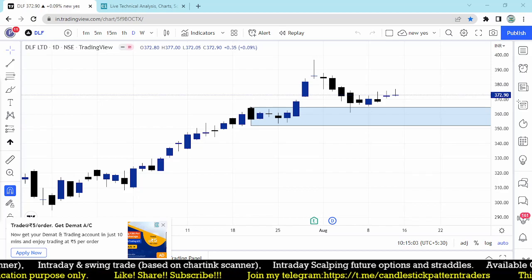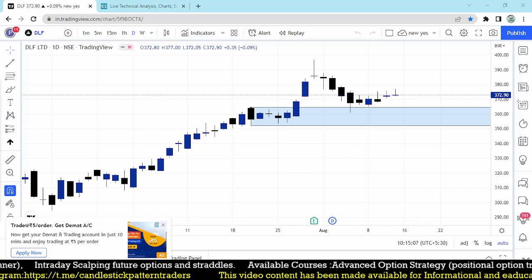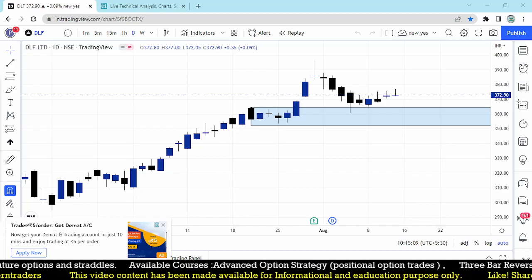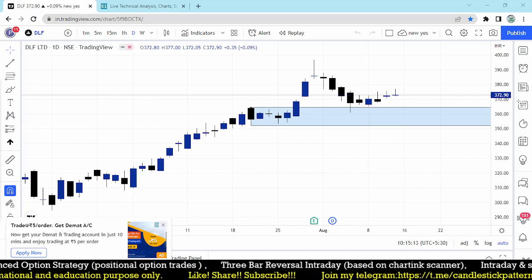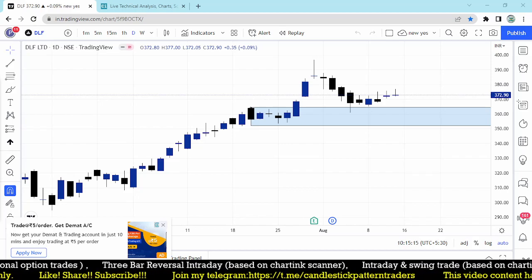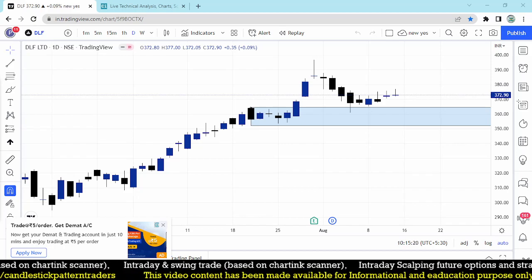And in this video, I'm going to create a new scanner as per my subscribers' request. So the scanner is Doji, but on the Ikanashi candle. The Ikanashi candle is nothing but an average bar, right?